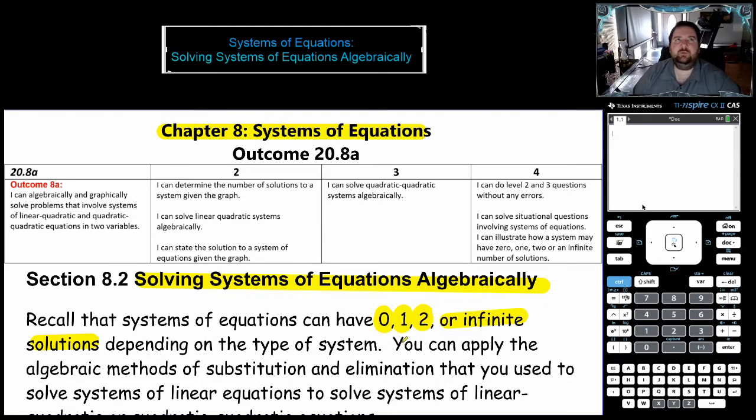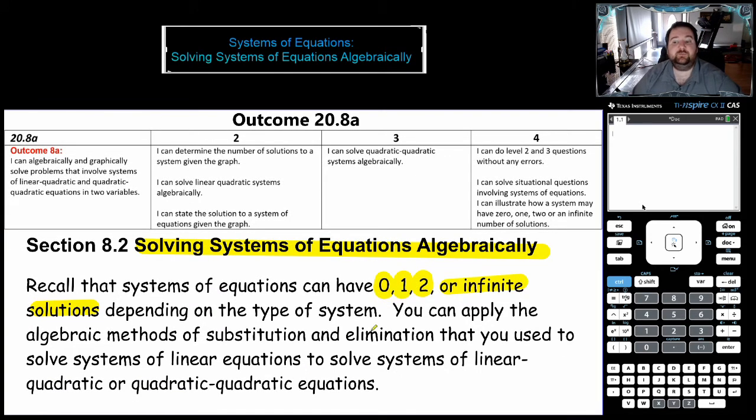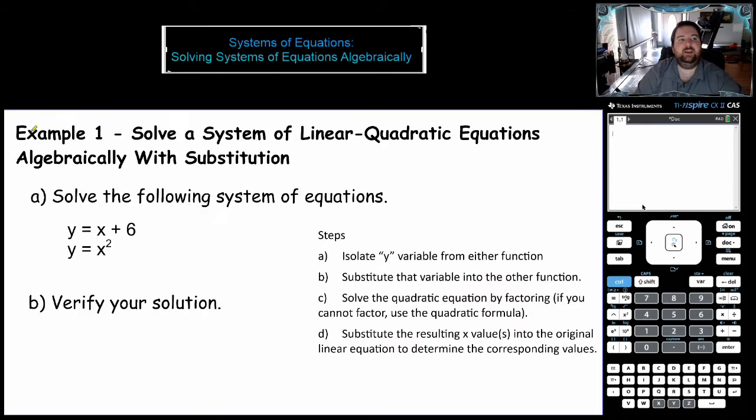Now, hopefully you remember from Math 10, when you were working with linear systems of equations, that you can actually use algebraic methods to solve for them. You don't always have to graph them. You would have learned how to do substitution and elimination in order to solve for those linear equations. Those same strategies are going to be applicable to solving systems of linear-quadratic or quadratic-quadratic equations. So let's go ahead and give that a shot.